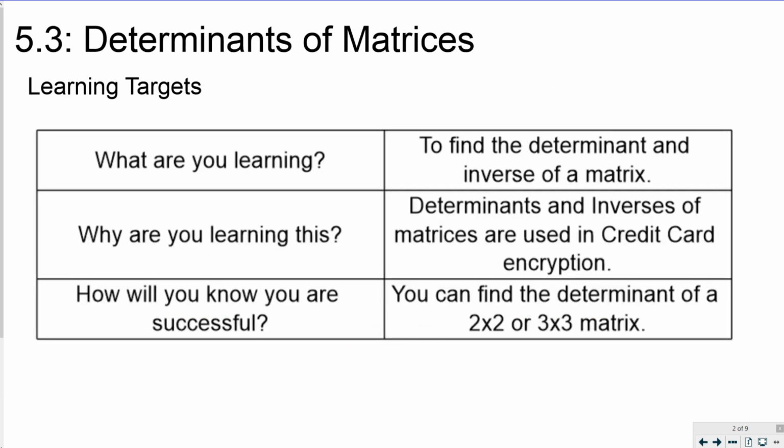For this video, we're going to be going over how to find the determinant of a matrix, and then in the next video we'll find the inverse of a matrix using the determinant. That's going to be part of a two-parter. You're learning this because determinants and inverses of matrices are used in credit card encryption, and you'll know you're successful when you can find the determinant of a 2x2 or 2x3 matrix.